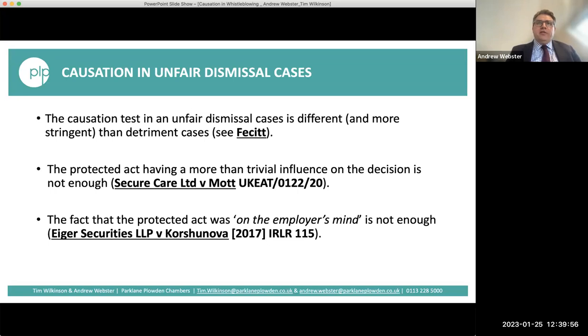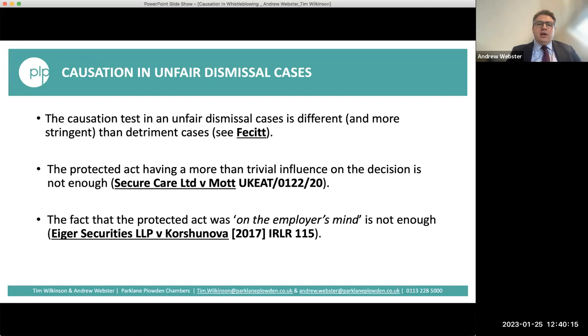In the case of Mott, that was neatly illustrated in a circumstance in which the ET wrongly applied the material influence test. That was given short shrift by Heather Williams in the EAT and was swiftly overturned as being the wrong test.